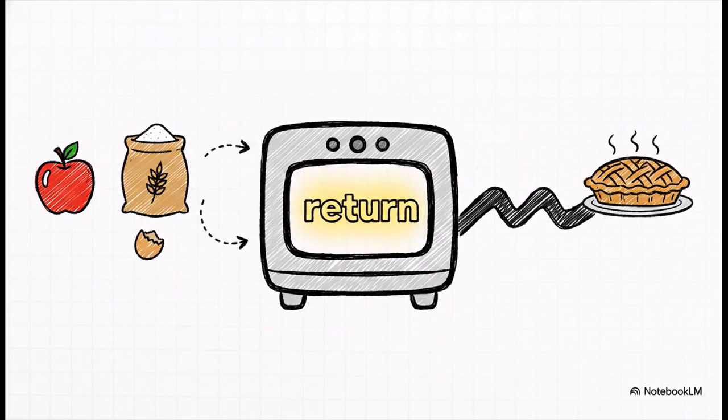Okay, we've put our ingredients in, the recipe has worked its magic, but how do we get the finished cake out of the kitchen? For that, we use the return keyword. This little statement basically tells the function, all right, your job is done. Send this value back to whatever part of the code called you. It's how our function delivers the goods.